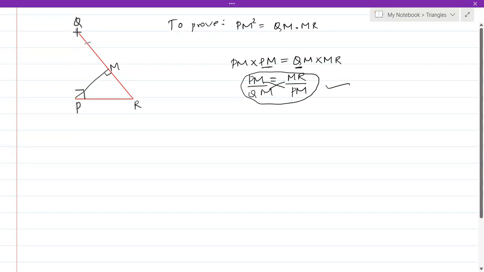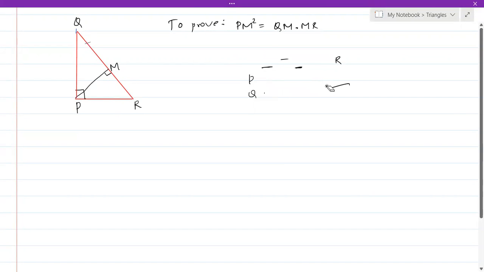Let me construct it properly. So if we prove this, PM by QM is equal to MR by PM, we are done with the result. For that, just observe. Let me take a different color. Now, this complete angle at P is 90 degrees. Let me assume this angle as X. Now observe the triangle PMR. One of the angles is 90 degrees here at M, and this angle is X. Therefore, using angle sum property, this will become 90 minus X.